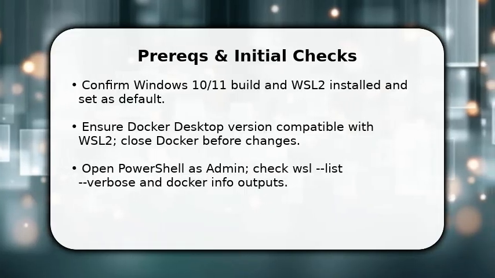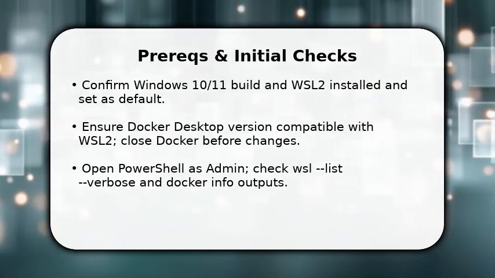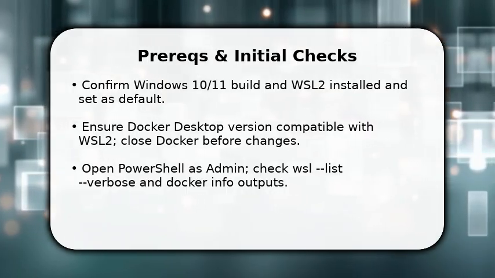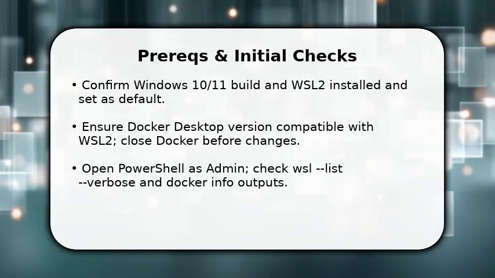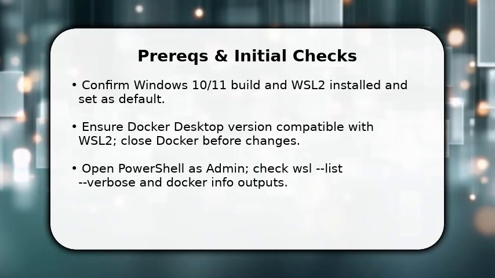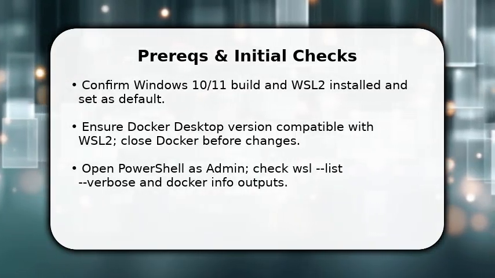You start by verifying prerequisites so fixes won't chase symptoms. First, open PowerShell as admin and run wsl --list --verbose to confirm WSL2 is running. This matters because Docker Desktop depends on the WSL2 backend. Once done, close Docker Desktop entirely and note its version. Compatibility mismatches often cause the error.